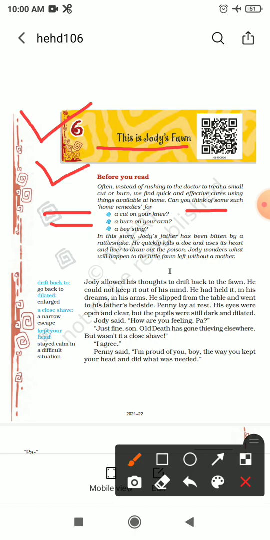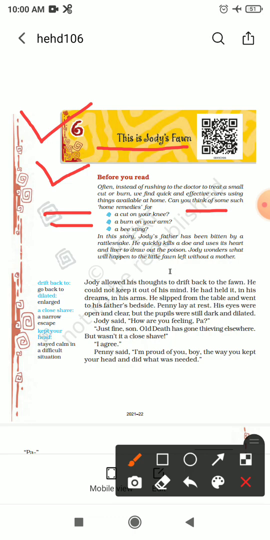If there is a cut on your knee, you will apply haldi on it to stop the bleeding. If there is a burn on your arm, you can use Colgate on it. And if there is a bee sting, what can be done at that time? You all have to think about it.